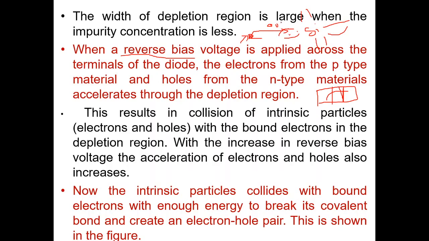And once again, since it is reverse biased, if you increase the reverse bias voltage, these electrons also gain energy and hit another covalent bond. Once they hit, this covalent bond also breaks and three electrons are free. So this is a cumulative process, so that a huge amount of current exists.